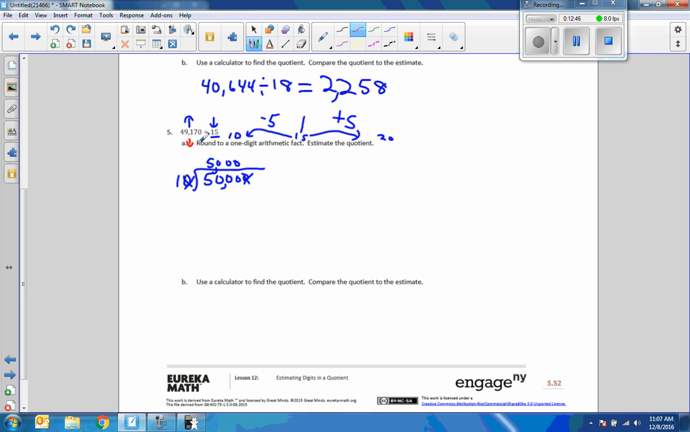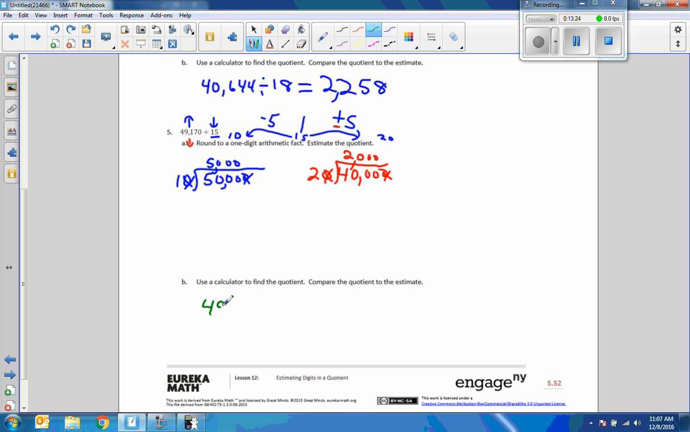Okay? Or if I decide to round, let me change colors, if I decide to round the 49,170 down to 40,000, and I'm doing this only because this 15 can get rounded up to 20, I don't want to round them both up because then my estimate's off by too much. Okay? Ignore the zeros. 2 goes into 4 2 times. And we have 3 zeros left. Okay? One estimate's 5,000, the other estimate is 2,000. Okay, so our estimates are way off, but that is one way we can re-estimate.